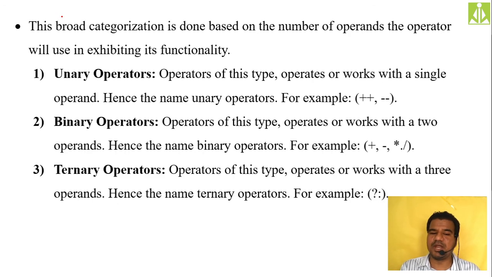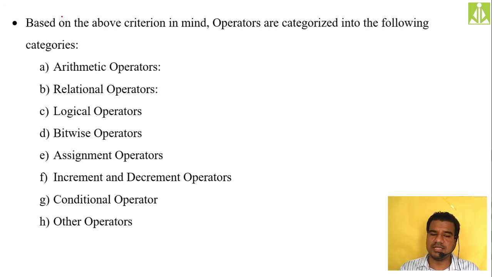So the same thing I explained over here. The broad categorization is done based on the number of operands the operator will use in exhibiting its functionality. In order to perform its functionality, how many operands does it need? Based on that, the operators have been categorized into three categories. If the operator is taking only one operand, we call it unary. If it is taking two operands, we call it binary. If it is taking three operands, we call it ternary. Likewise, examples and everything we will discuss in the more specific categorization.